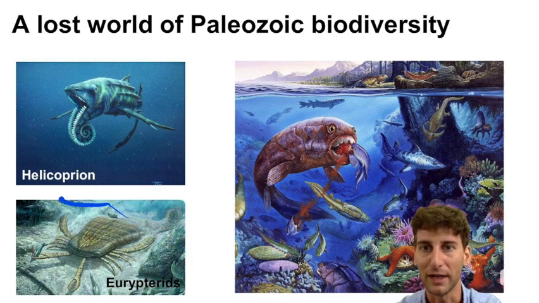Some of the more notable types here that didn't make it through this extinction event include this helicoprion shark-like fish. So you can see it has this kind of buzzsaw shape for its teeth. This apparently is for cracking really big hard-shelled organisms and eating the soft parts. So they didn't make it through.